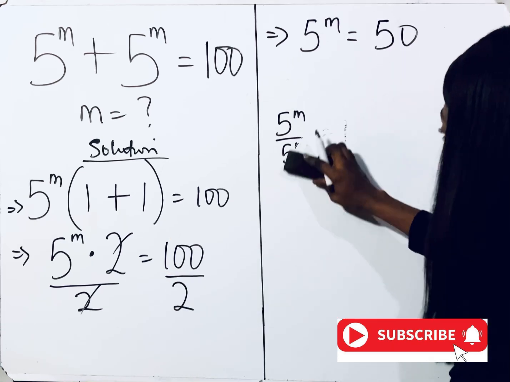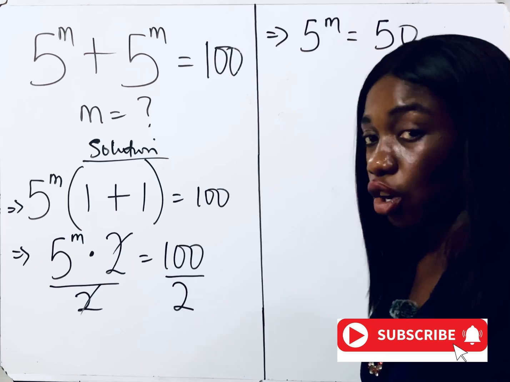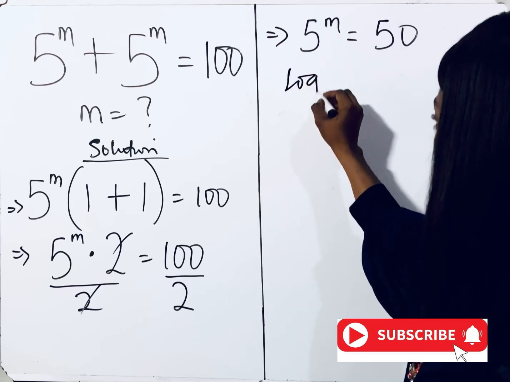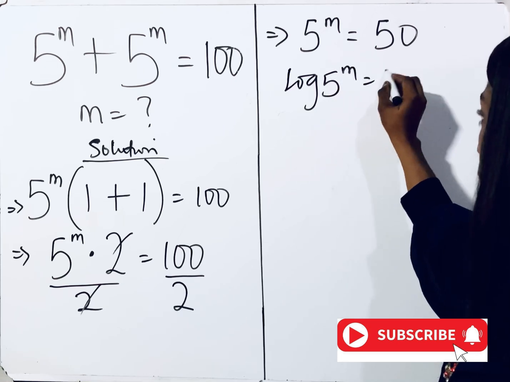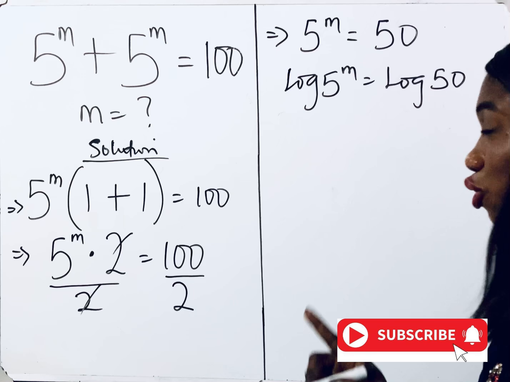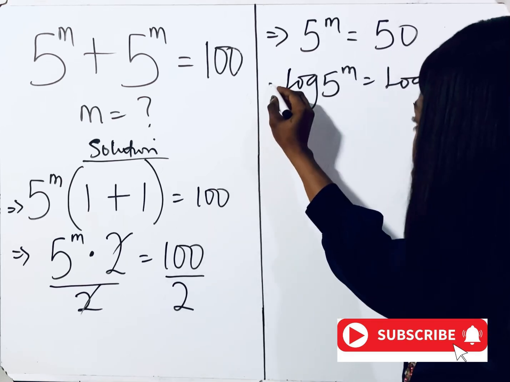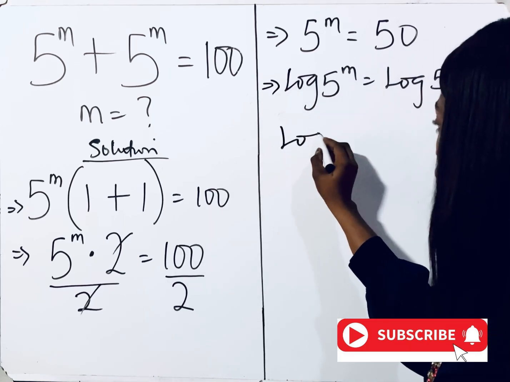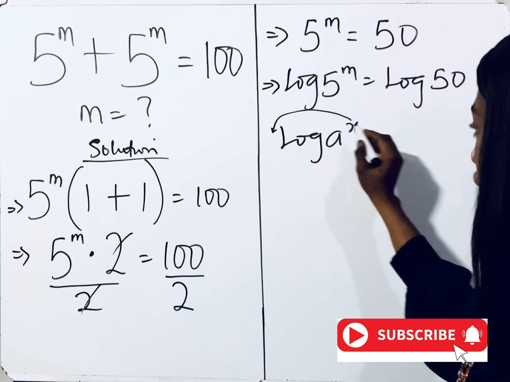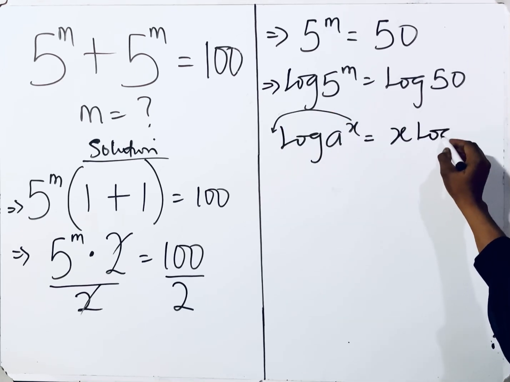So what do you do at this point? We are going to take log of both sides to find the value of m. So in that case, we are going to have log of 5 to the power of m is equal to log of 50. Now what do you do? Just remember this rule. The rule says that when you have log of a to the power of x, use the power to multiply. It becomes x log a.